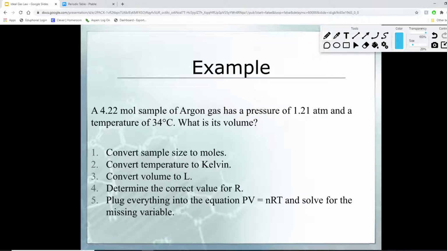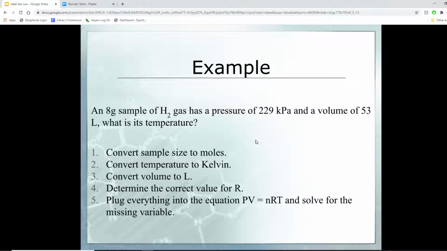The next one we're going to do, instead of giving us our sample size in moles already, it's giving it to us in grams. It says we have an 8-gram sample of H2 gas. So our very first thing we're going to have to do here is convert this mass to moles. Which means we're going to need to look at our periodic table and figure out the molar mass of H2 as a compound.